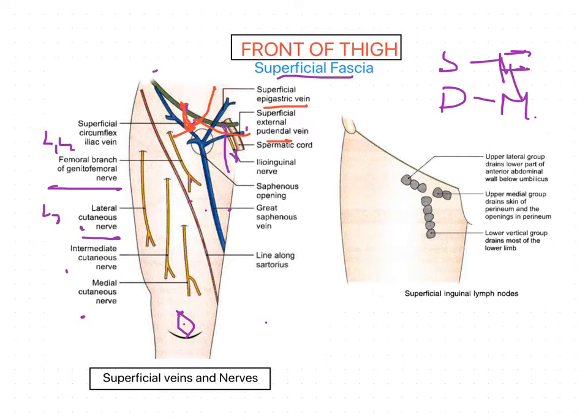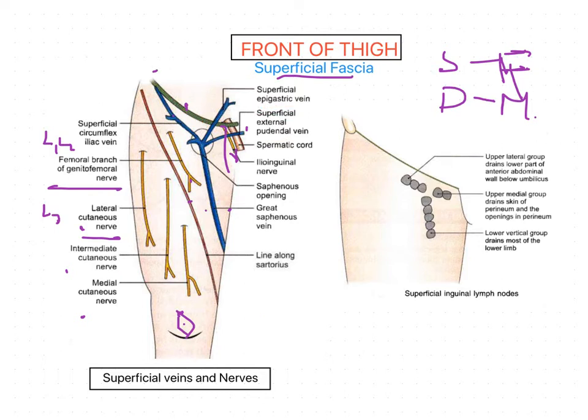One is the superficial external pudendal artery, the superficial epigastric artery, and the superficial circumflex iliac artery. These are the three cutaneous arteries related to the front of the thigh. Next are the veins. We have finished the nerves and arteries, and now we can see the veins.